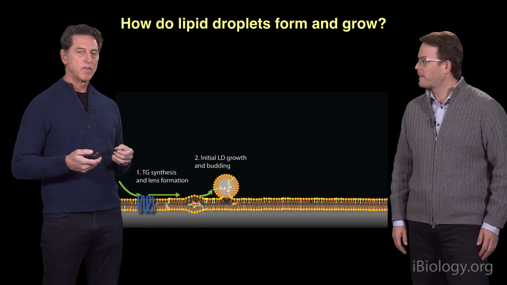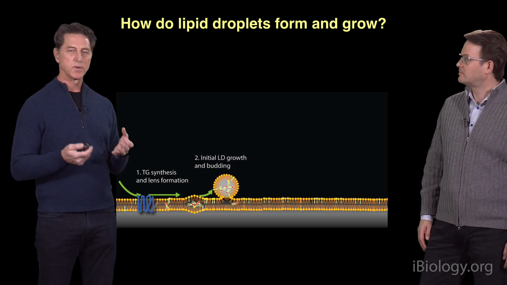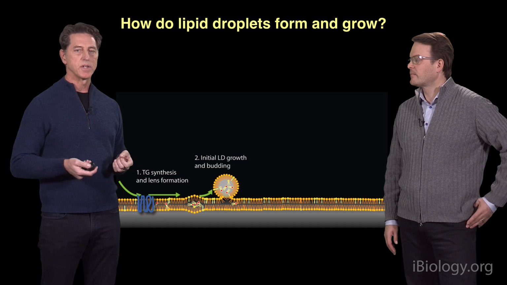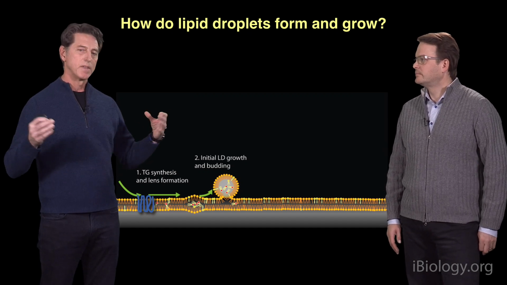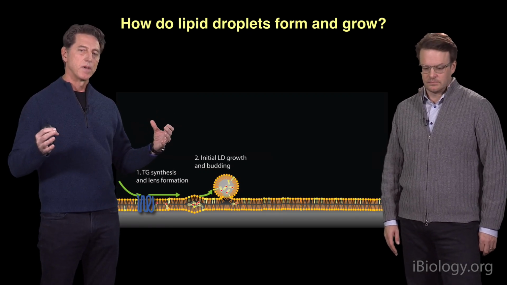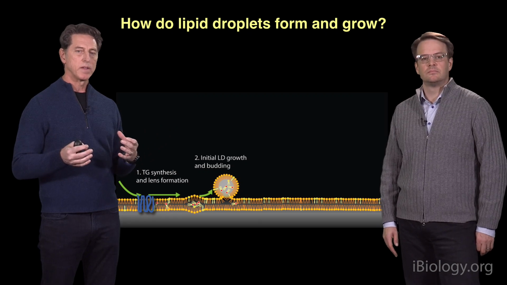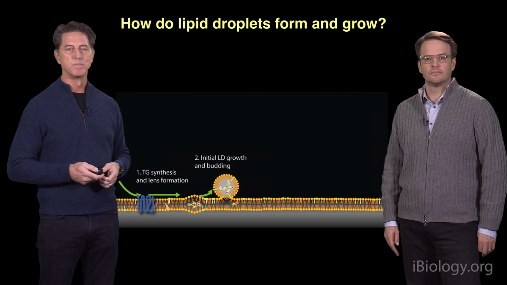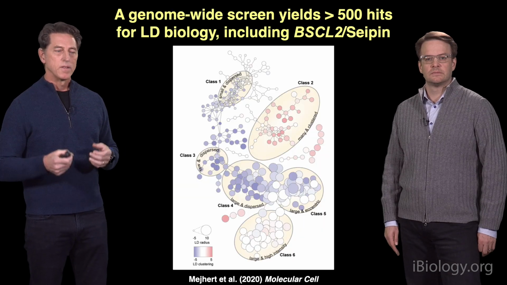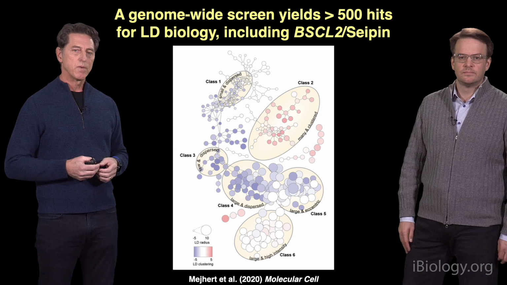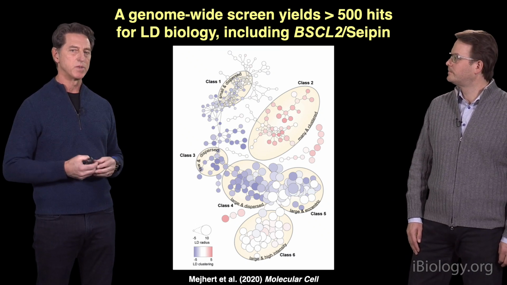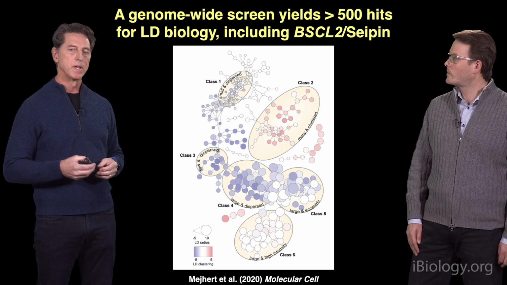So as we begin to have a molecular understanding of how triglycerides are made and released into the membrane, this brings us to the second step of lipid droplet formation, and that is how do triglycerides phase separate within the plane of the bilayer and then get converted into an initial budding lipid droplet. Now this is a tough problem to tackle, and we've had a lot of luck taking systems type approaches to identify the machinery of lipid droplet formation.